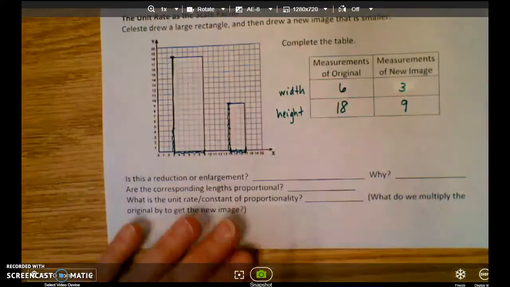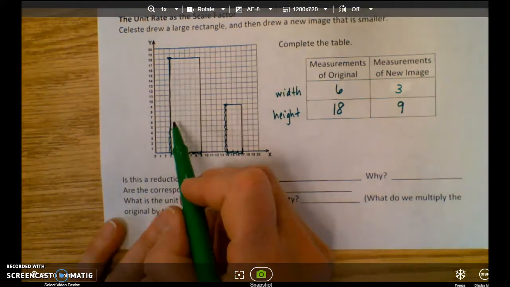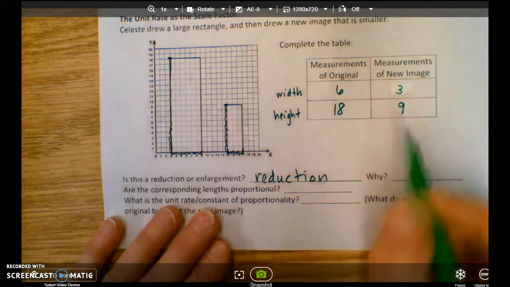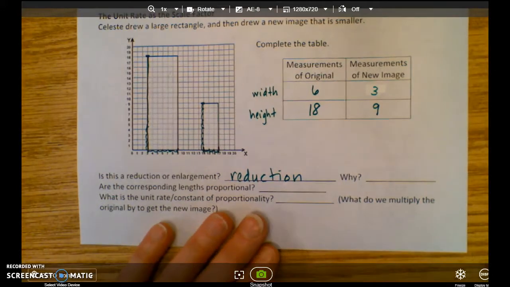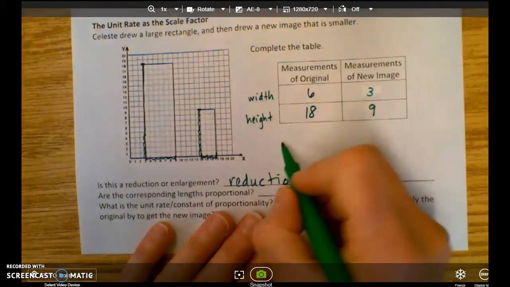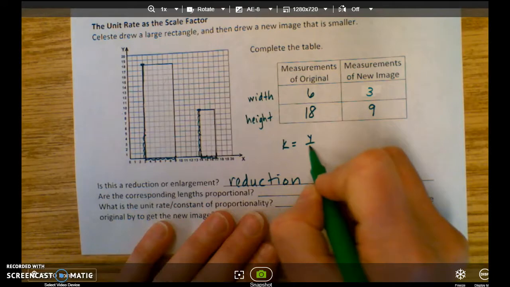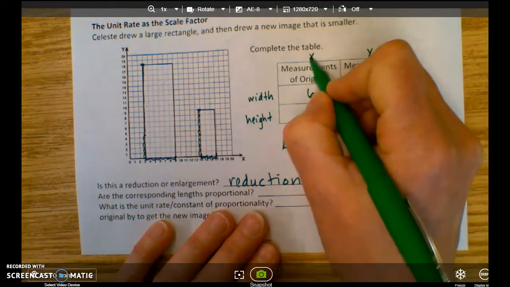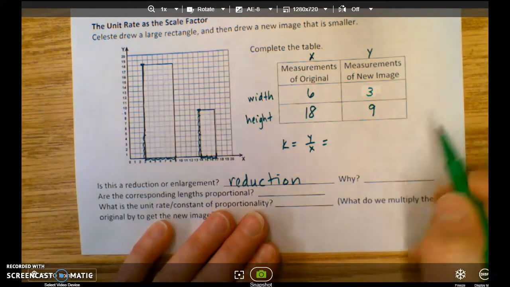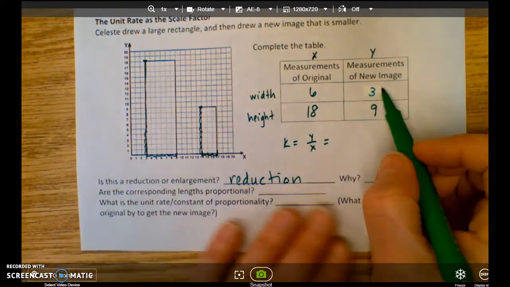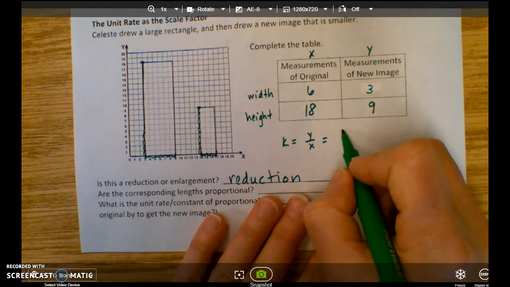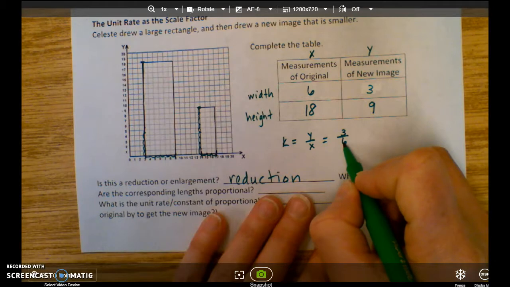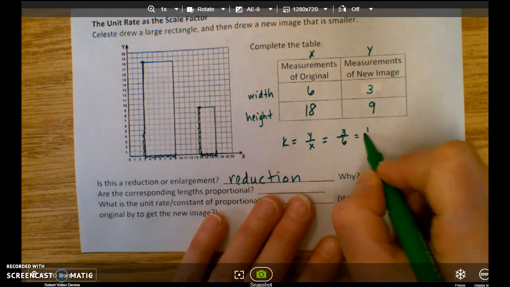Now this one's pretty simple to figure out. Obviously they took the original and they reduced. So a reduction is the type of scale they did. And remember how we find our constant of variation. We take our constant of proportionality in a table. This is typically your x and your y. So if we take our y value and we put that value here, the new image's width is 3, the old image's width is 6, and we see we have a half.